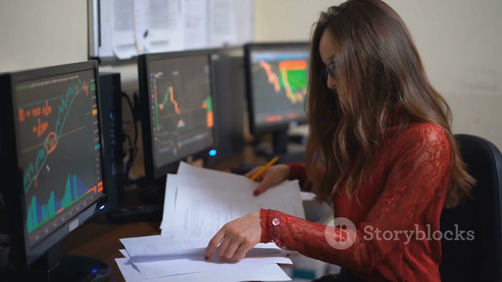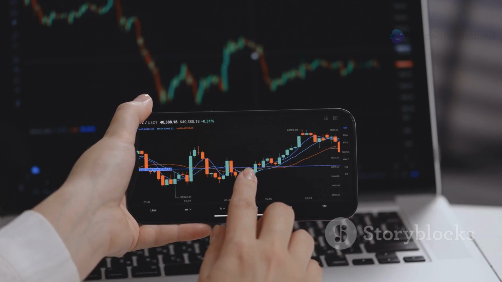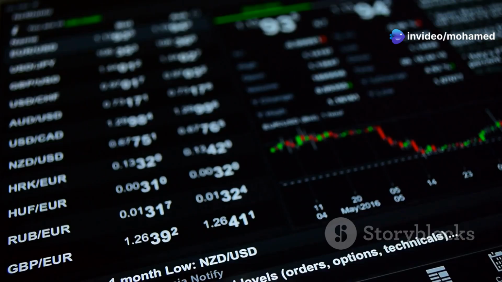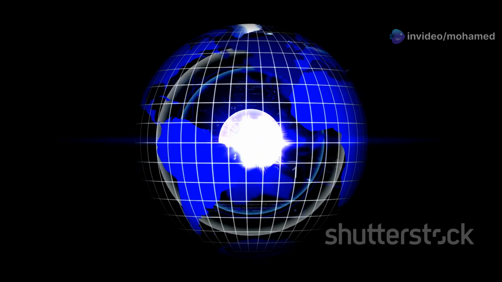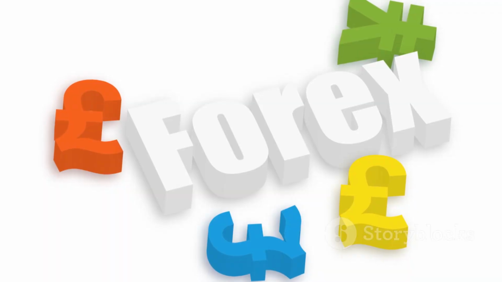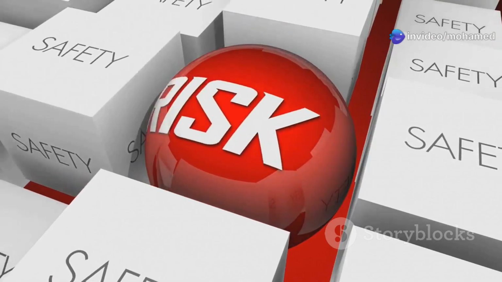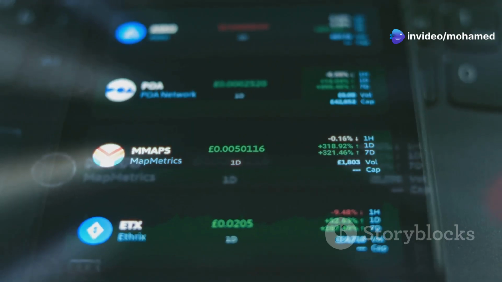What if you have some experience? Maybe you've traded majors for a while, you understand risk management. Then, you could look into minor pairs. They can offer different opportunities, perhaps related to specific country news that doesn't directly involve the US. But remember, liquidity might be less, and volatility can be different. Always manage your risk.